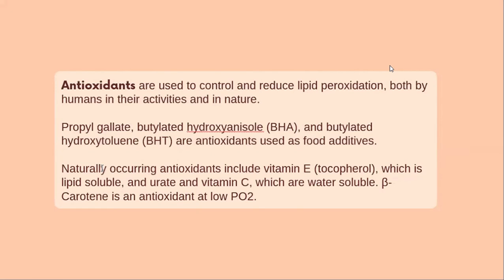Antioxidants. Antioxidants are used to control and reduce lipid peroxidation, both by humans in their activities and in nature. Propyl gallate, butylated hydroxyanisole, and butylated hydroxytoluene are antioxidants which are used as food additives. Naturally occurring antioxidants include vitamin E, tocopherol, a lipid-soluble compound, and urate and vitamin C, which are water-soluble. Beta-carotene is an antioxidant at low O2.